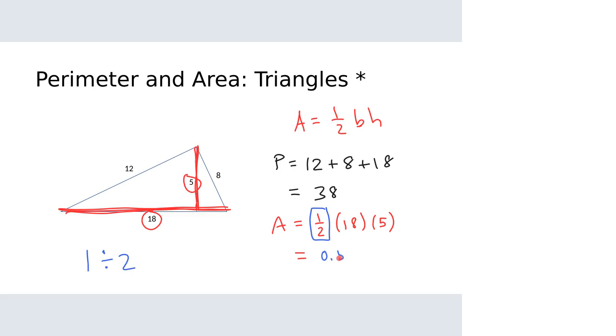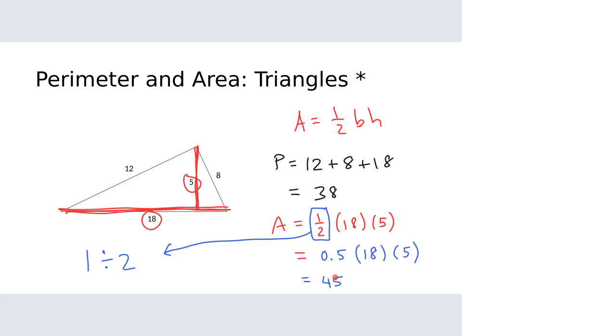So we'll have that 0.5 that we're going to multiply by 18 and then multiply by 5. But 1/2 as a fraction really just means 1 divided by 2. So we'll start with that. 1 divided by 2 gives us the 0.5. Then we'll multiply by 18, multiply by 5, and we end up with an area of 45.